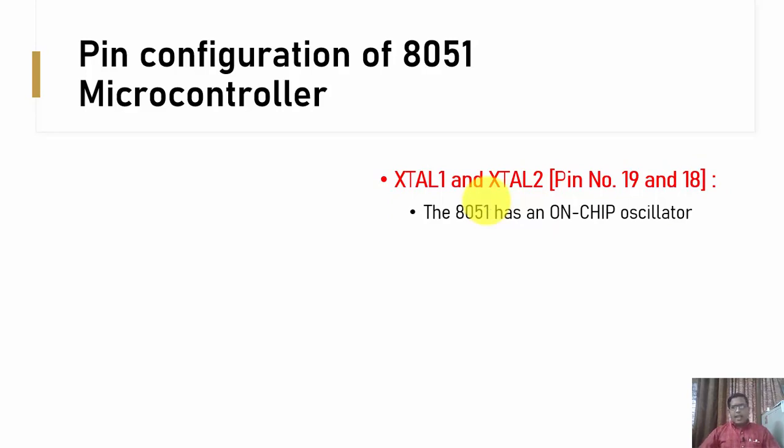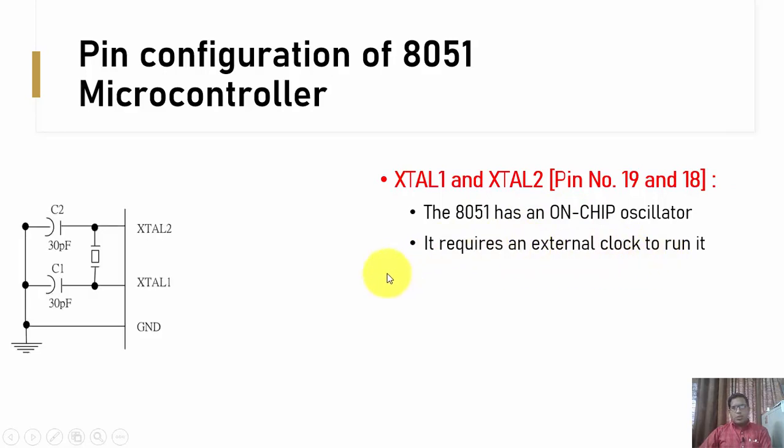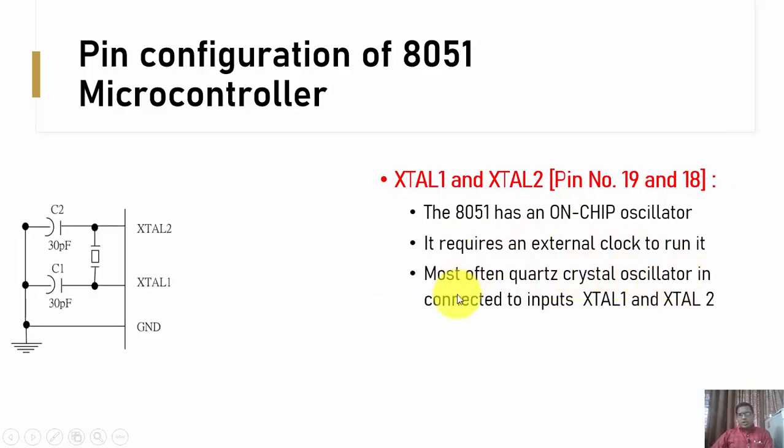So basically this 8051 microcontroller has an on-chip oscillator. This on-chip oscillator requires an external clock. So a quartz crystal is connected between pin number 18 and 19, that means between XTAL2 and XTAL1, in order to fulfill the clock requirement. So the diagram is shown over here.